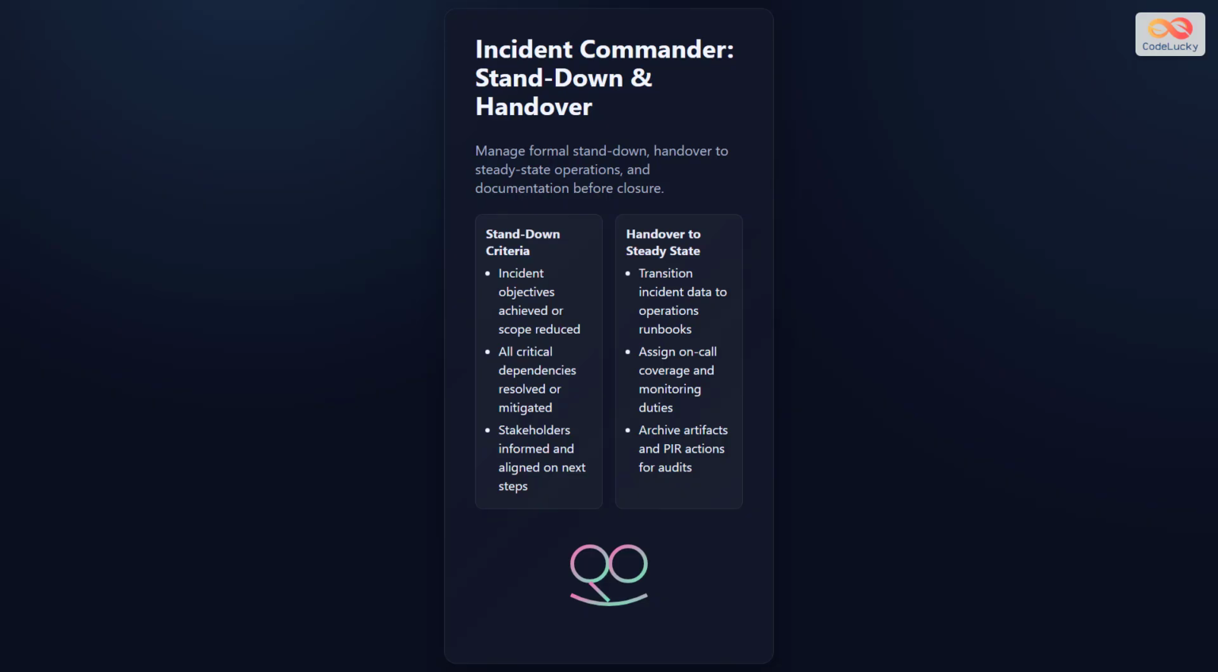When an incident is resolved, the incident commander manages the formal stand-down process. They verify that incident objectives have been achieved and all critical dependencies are resolved. They ensure stakeholders are informed and aligned on next steps. They transition incident data to operations runbooks so the team knows how to handle this type of issue in the future. They assign on-call coverage for continued monitoring. And they archive all incident artifacts and action items for the post-incident review.